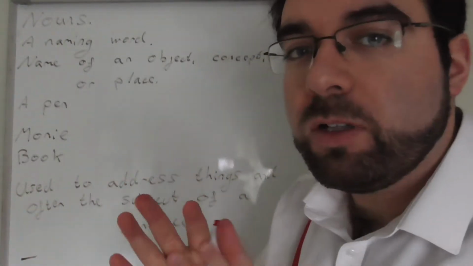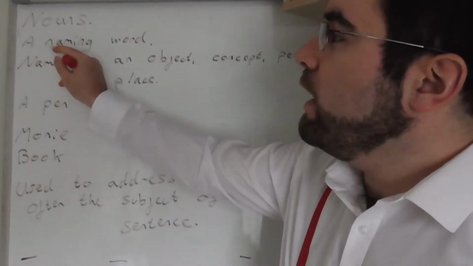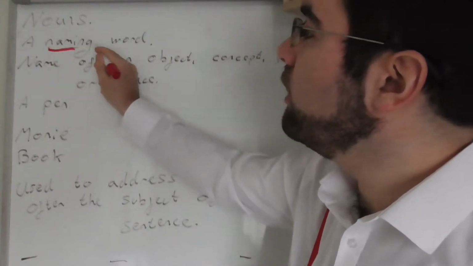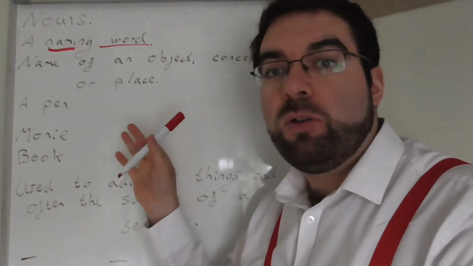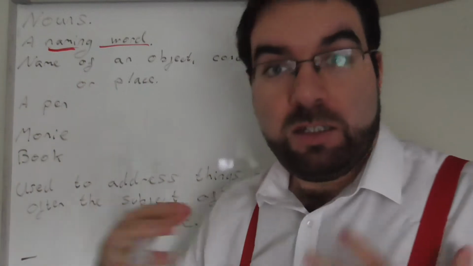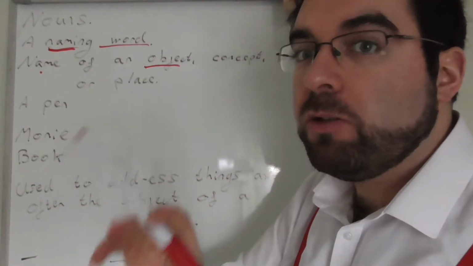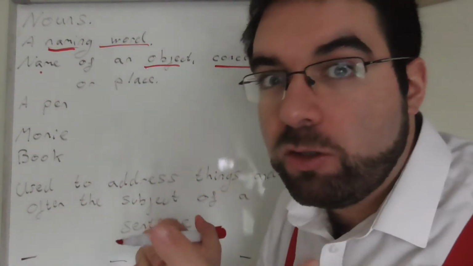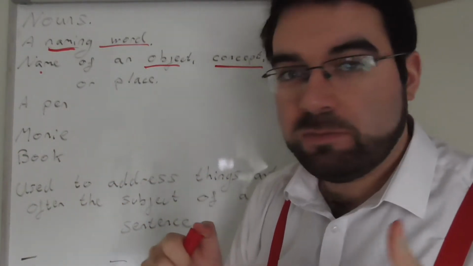Okay, so let's look at noun straight away. Noun, a naming word. Very basically, it is a naming word. The name of something. Door, pen, board, glasses. Tom, Monie, Adrian. The name of an object, so pen or a thing, a board. Concept, love, hate, fear, excitement, doubt, and beyond.